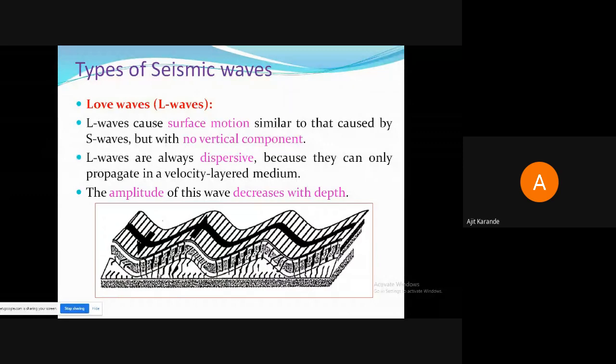depth. Here you can see some arrows indicated. This indicates the movement of the earth surface in the horizontal direction, and at the same time the earth surface moves in the vertical plane as well. Here you can see some troughs and crests formed during the movement of the earth surface. So it indicates that Love waves move the earth surface in both planes, the horizontal plane as well as the vertical plane, but at a specific depth.